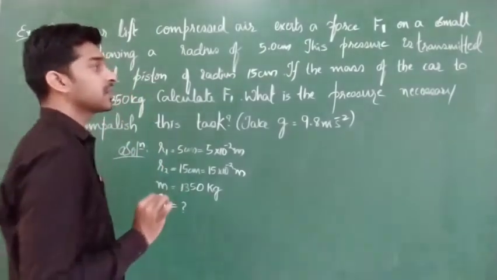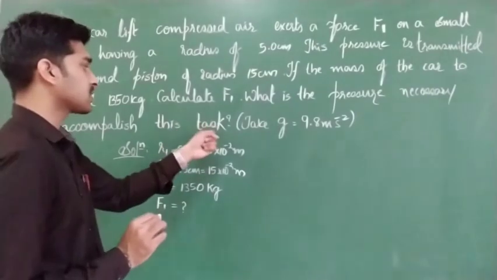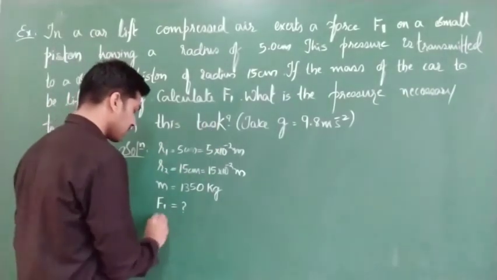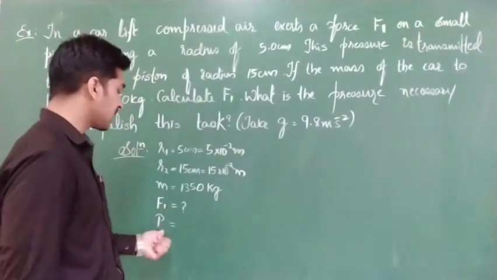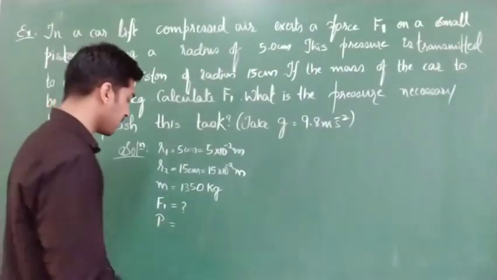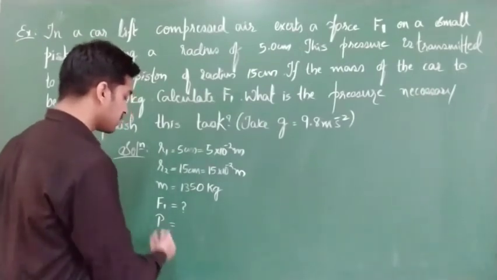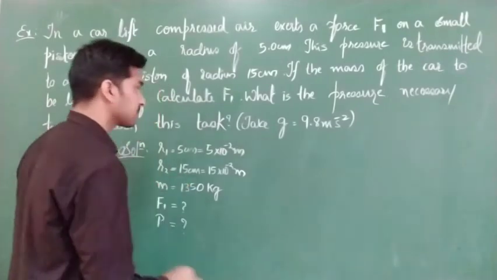Question mark. Next, what is the pressure necessary to accomplish this task? Okay, pressure also they are asking. So if we got F1, means force, we can easily calculate pressure because P is nothing but what? F by A. So F is equal to P into A. So P is equal to F by A. So P also question mark. Okay.